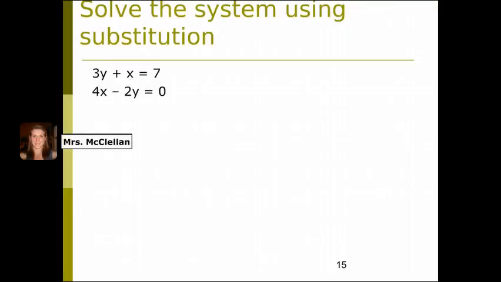Okay, so our final example using substitution are the problems 3y plus x equals 7 and 4x minus 2y equals 0. The first thing you'll notice is step 1, get x or y by itself. This is not done. So we need to solve one of these two equations for x or y. The easiest variable to solve for is probably x in the first equation.